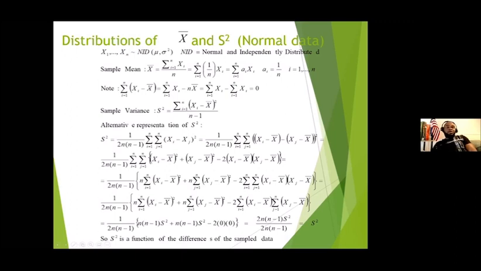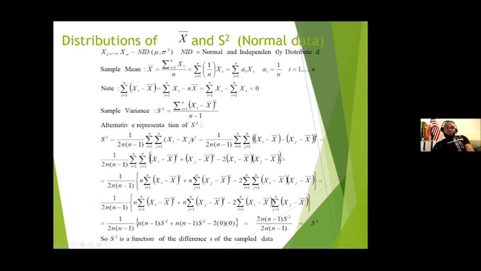You also need to take note that this is a deviation. A deviation is when you subtract the mean from the respective variable. The sum of the deviations must be equal to zero. Now let's go to the sample variance. This is the formula to figure out the sample variance, and we have an alternative way to write this expression: 1 over 2n(n minus 1) times the summation of xi minus xj all squared. With xi and xj, the variable here is different from the variable here.